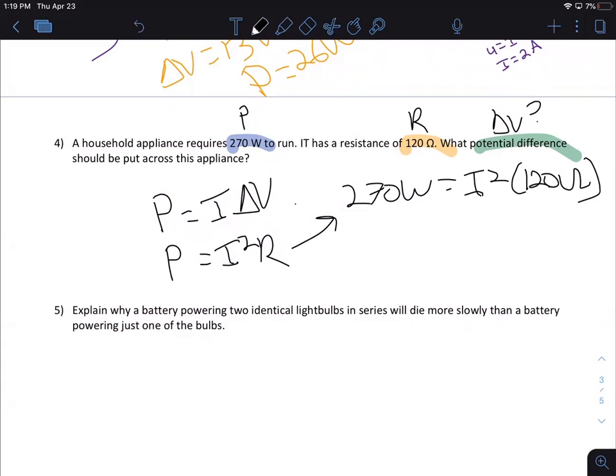270 over 120. 27 over 12. That's not a nice number, is it? 27 over 12, those are both divisible by 3, so 9 over 4 equals I squared. That's not so bad. So we take the square root. That's 3/2 is the current, amps. That's not what I wanted though. I wanted the potential difference.